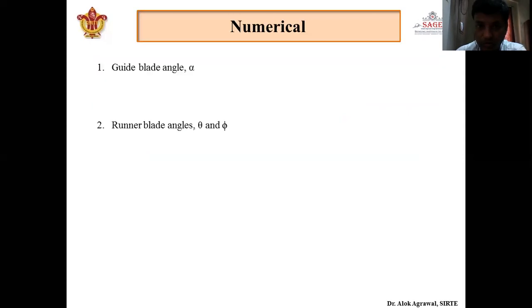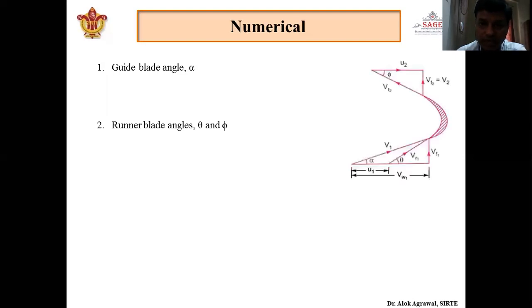Now we can move to calculate what is asked in the problem. First, the guide blade angle. It can be seen from the figure that the guide blade angle alpha can be calculated by tan alpha equal to Vf1 by Vw1. We know Vf1, we know Vw1.